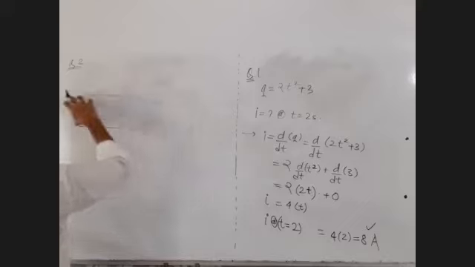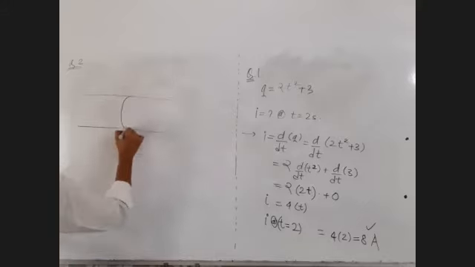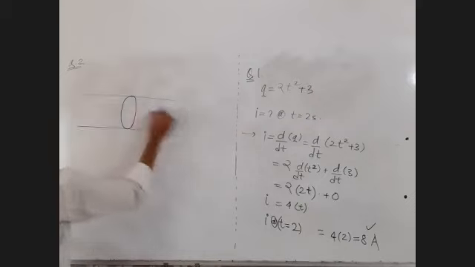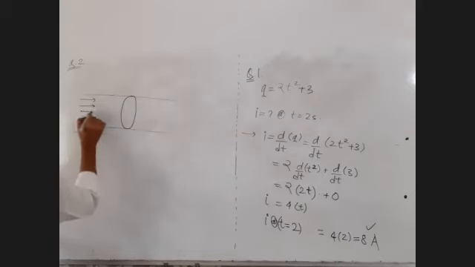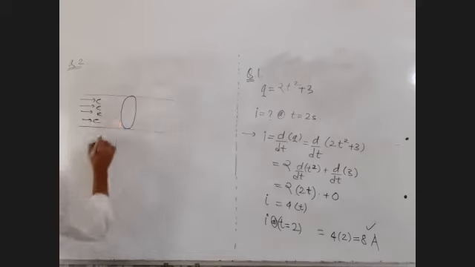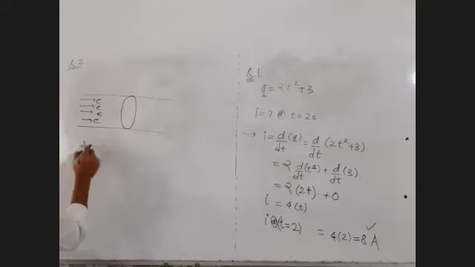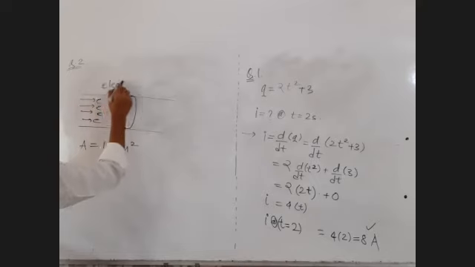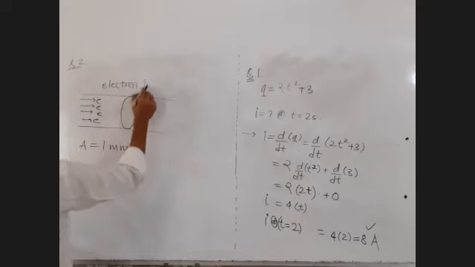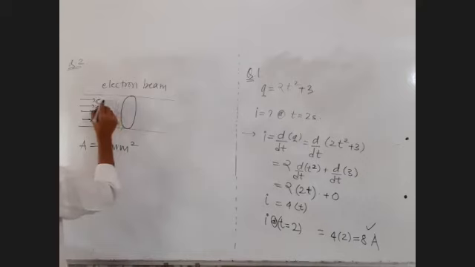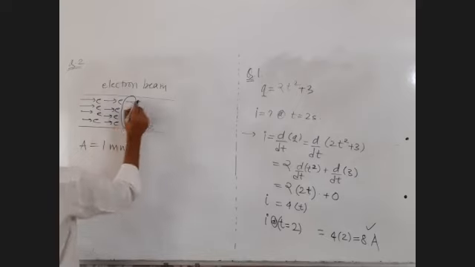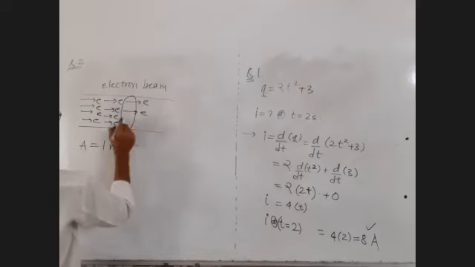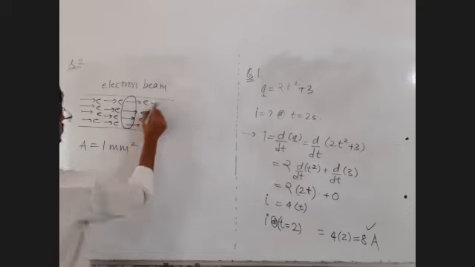So let's say this is the electron beam. Okay, a cylindrical shape you can assume, all the electrons are moving in the rightward direction. The cross sectional area of the aperture is 1 millimeter square. You are given an electron beam, so many electrons will be there and everyone is moving in the rightward direction. Thousands and crores of electrons in the form of beam are moving in the rightward direction.